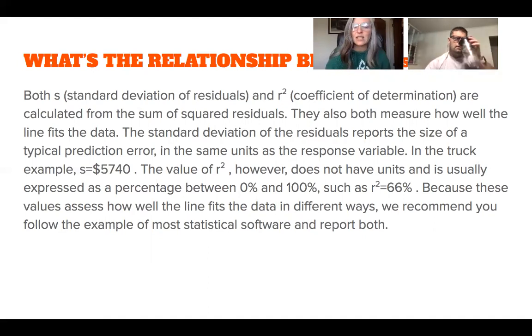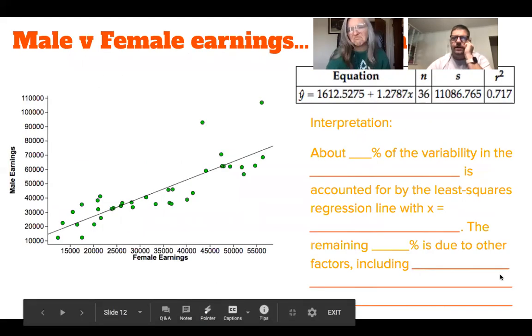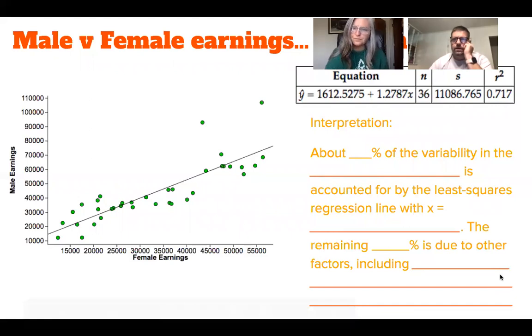Because these values assess how well the line fits the data in different ways, we recommend you follow the example of most statistical software, which is you're just going to go ahead and report both. And you're not going to generate it generally on the AP exam. They'll provide it just like it is here. They'll give you the values and you have to interpret.